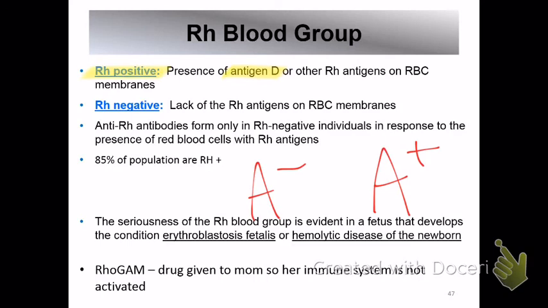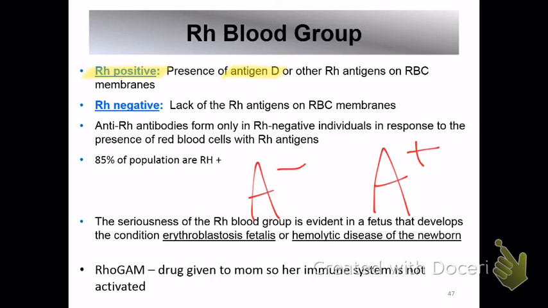And we call it that because it was discovered in the rhesus monkey. Let's see, does it say that anywhere on the slide? I don't guess so, but it's named after a monkey, the rhesus monkey. So if you got it, you're positive. If you don't, you're negative. So they don't really call it antigen D. They call it Rh positive and negative.